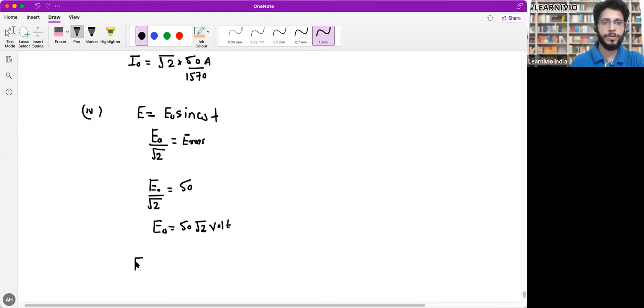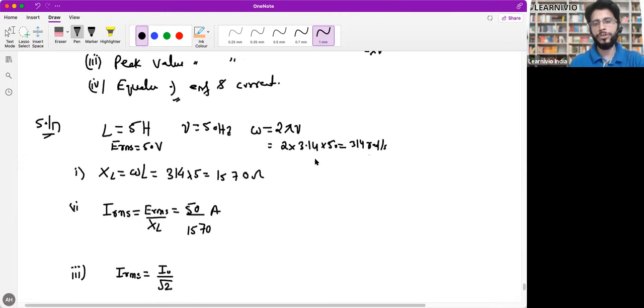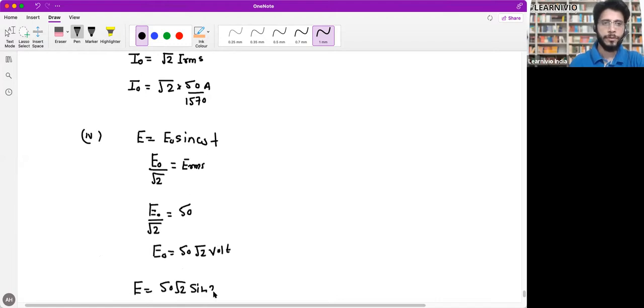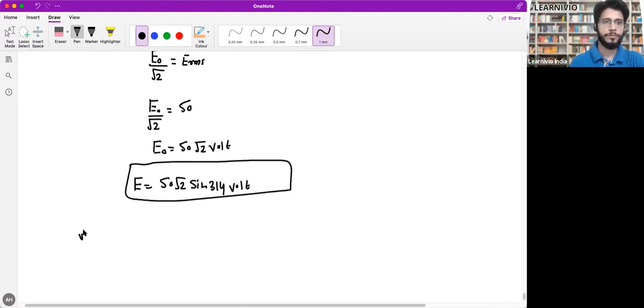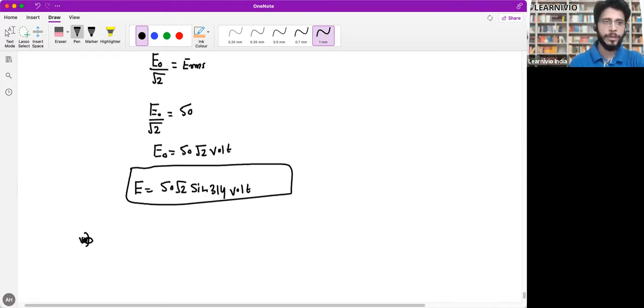Now substitute values here. Instead of E naught, substitute 50 root 2 sine omega. We already know it's 314. So it's 50 root 2 sine 314 t. No, not the fifth one, but the equation of current. For the equation of current, you need I naught sine omega t minus pi by 2. That is the equation of current.